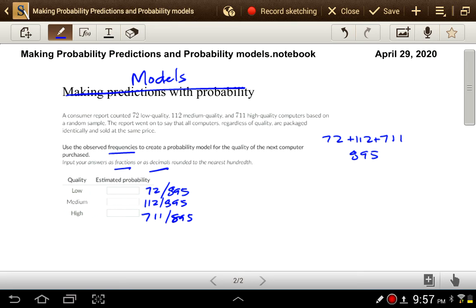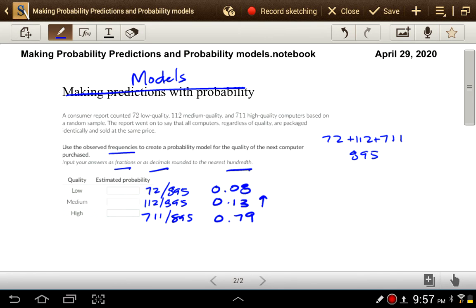If you wanted to do them as a decimal to the nearest hundredth, then you just divide them in your calculator. This would be 0.08. This one would come out to 0.13, which I did have to round up. It was 0.12, and then the next number was 5 or larger, so I had to round up. And then the last one would be 0.79. So those would be the decimal equivalents if you wanted to use those.